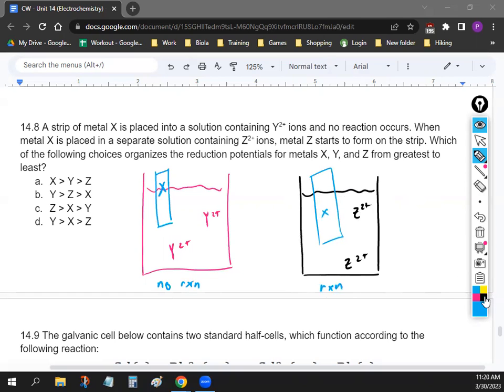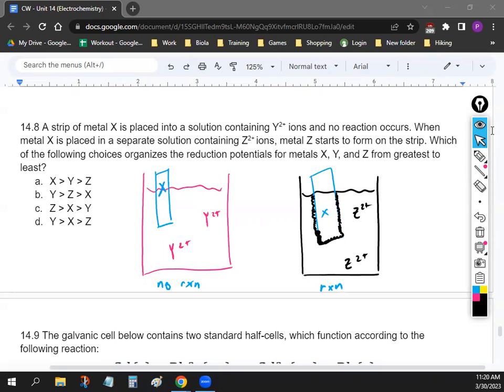And so what's going to happen is Z is going to plate out or solidify on the surface of X. Okay, so far makes sense? So this is the scenario that we are talking about. Based on that information, we're trying to figure out the reduction potentials for these three metals, X, Y, and Z. Okay, so far so good?